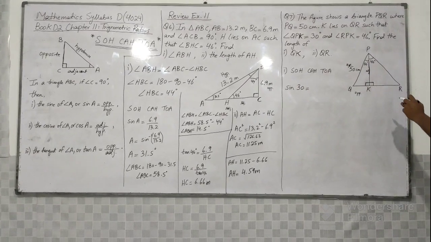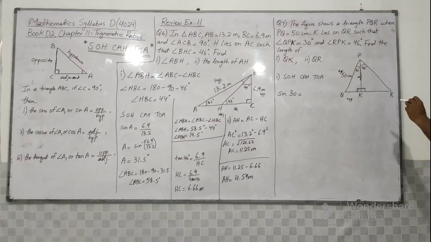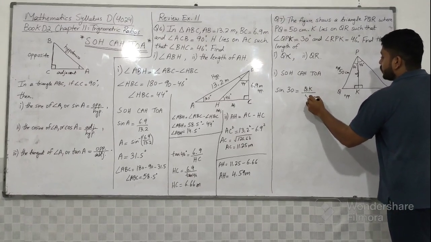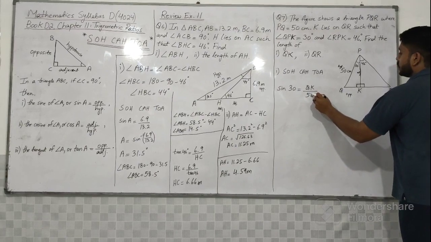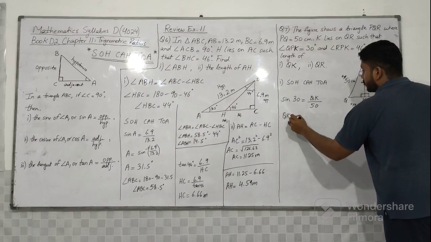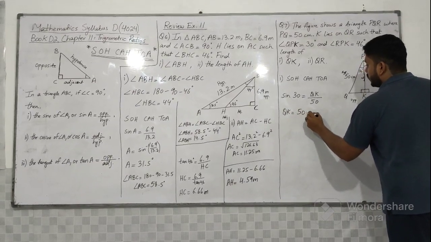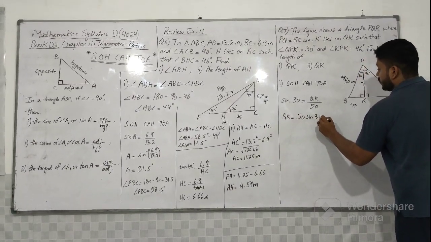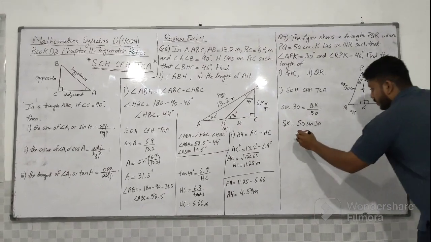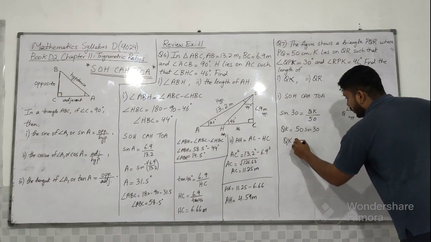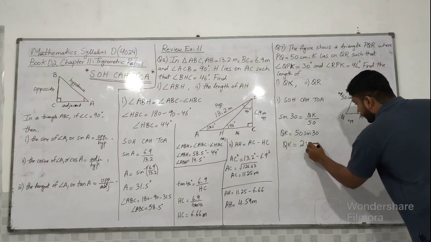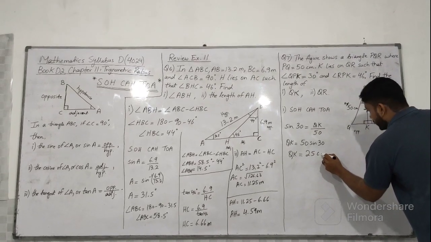equals opposite over hypotenuse, QK over 50. Okay, so these two will be multiplied together: 50 sine 30, correct? 50 multiplied by sine 30. So if you use a calculator here, you will get QK as 25 centimeters.